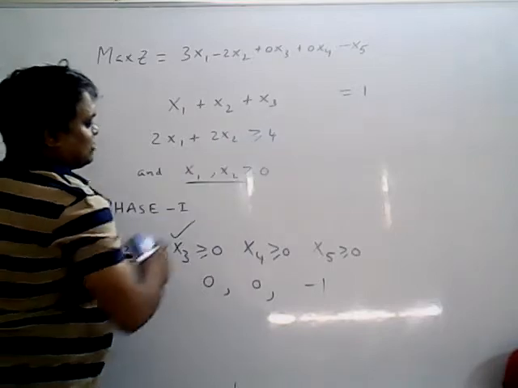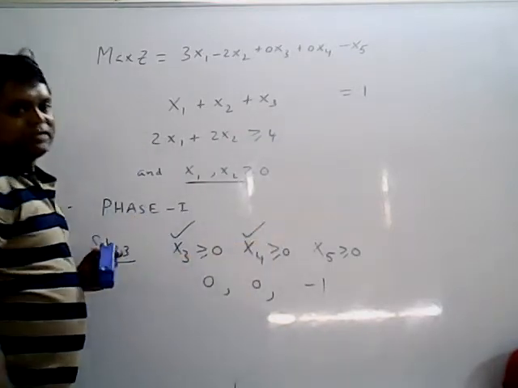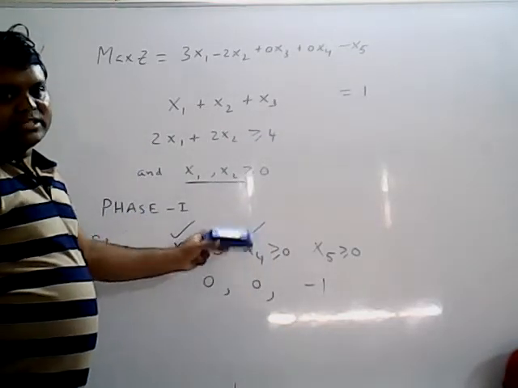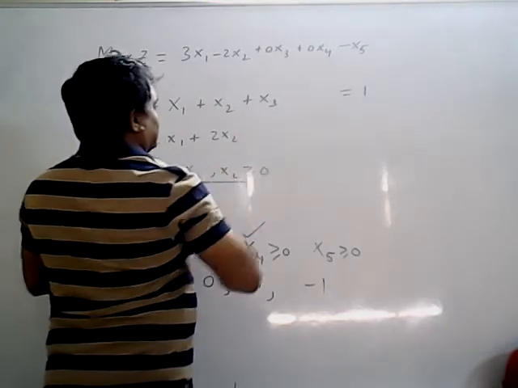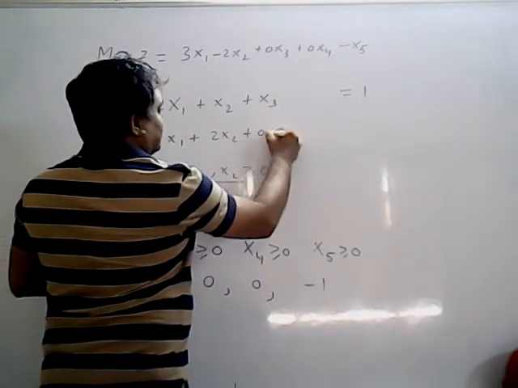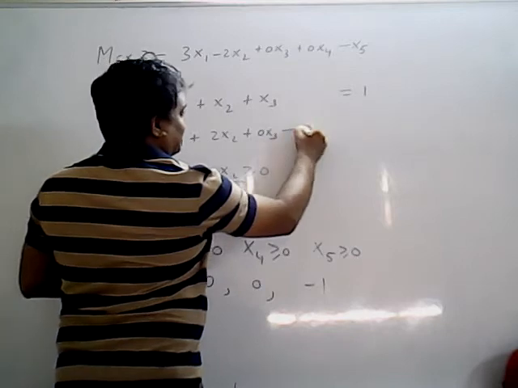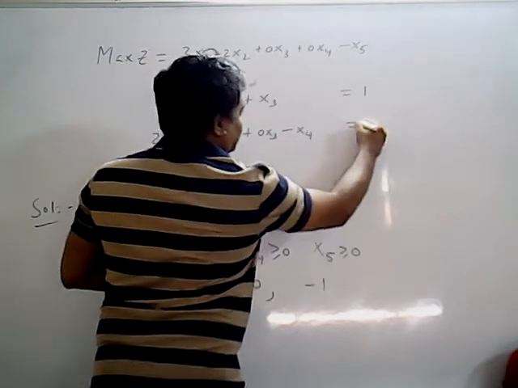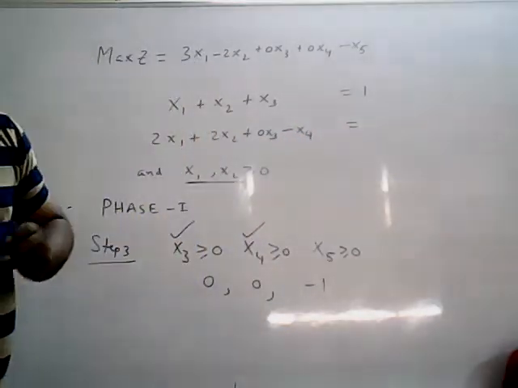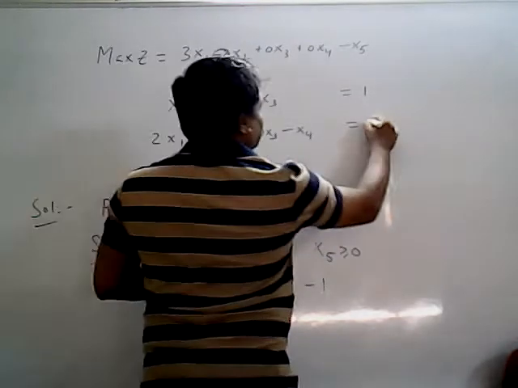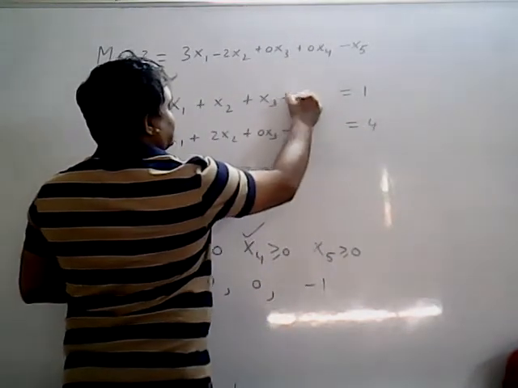The second constraint is greater than or equal type, which means the surplus variable is subtracted. The surplus variable is x4, which is subtracted. Since x3 is already used, it is 0x3. Surplus variable subtracted means minus x4, so the inequality becomes equal to the value 4. Now x4 is used here, so 0x4.